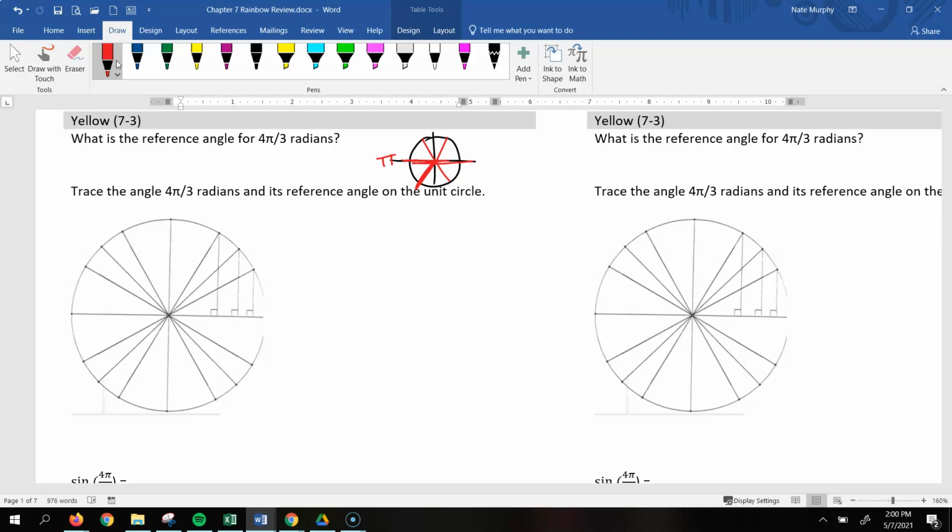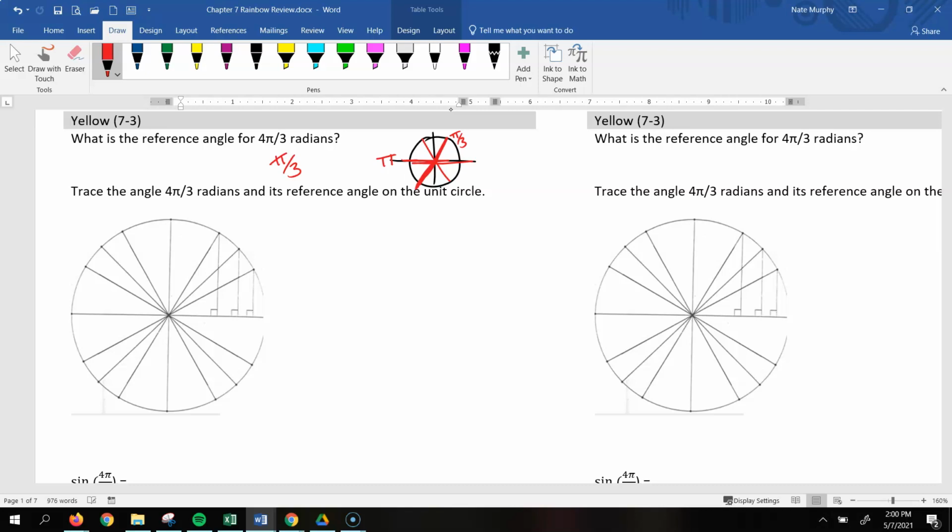Well, the reference angle would be the angle in quadrant 1 that would coincide with that angle. And that would be this one here, so that would be at pi over 3. So our answer for that would just be pi over 3. So the reference angle is going to be the angle in the first quadrant.